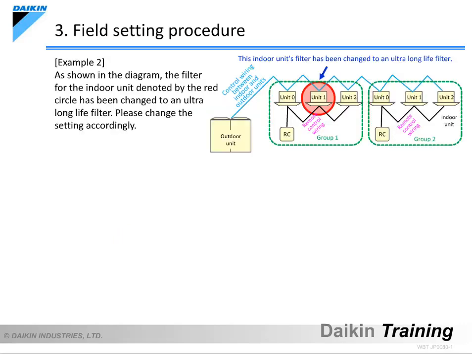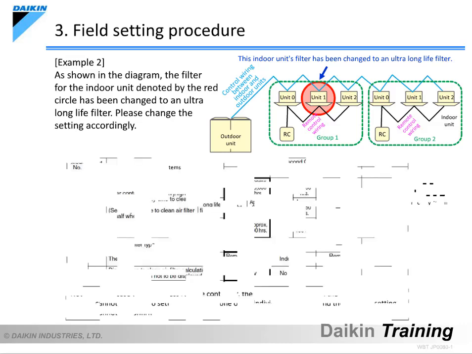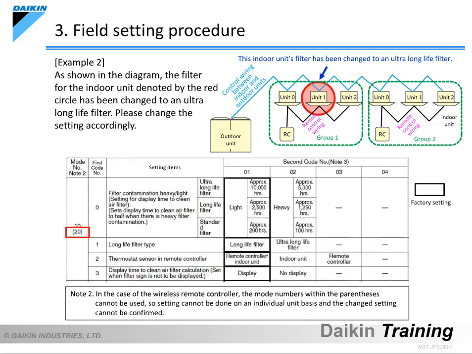The next example is when the field setting is individually done for each unit. As shown in the diagram, when the filter for the indoor unit, denoted by the red circle, is changed to an ultra-long life filter, the setting for this unit must be changed accordingly. In this case, since the setting is to be done for only one unit, instead of all the units in the group, mode number 20, the number in the parentheses used when changing an individual unit in a group, should be selected. Similarly to the previous example, set the first code to 1 and the second code to 02.